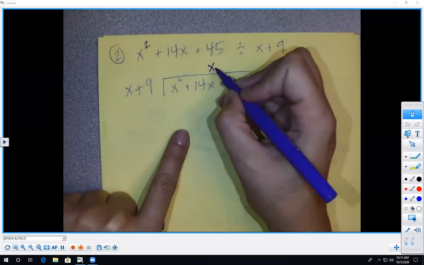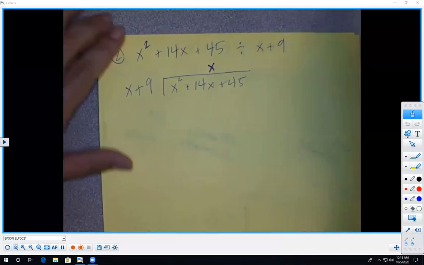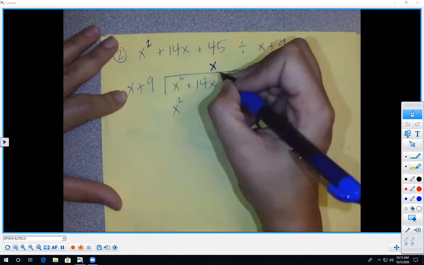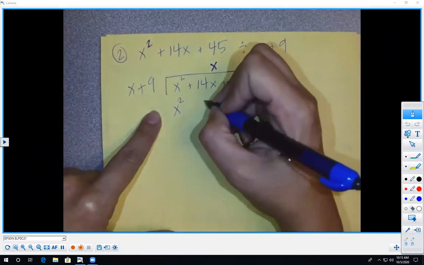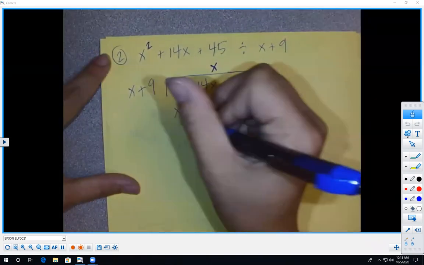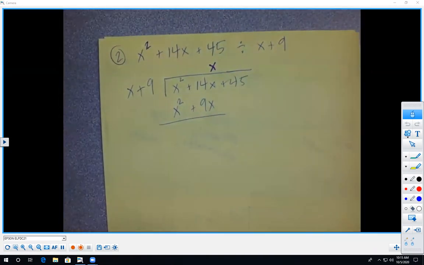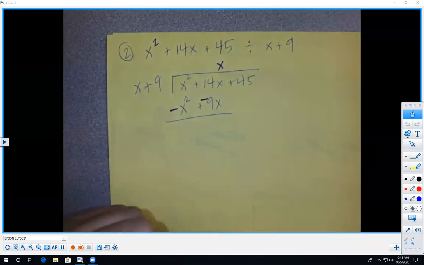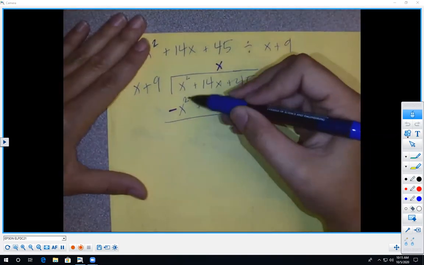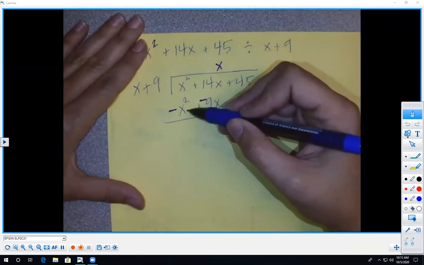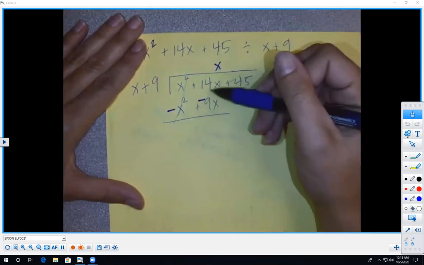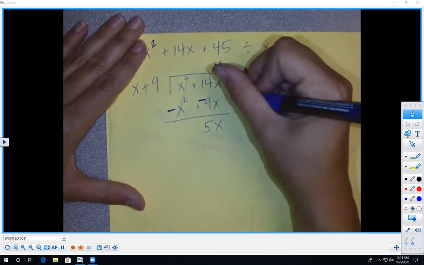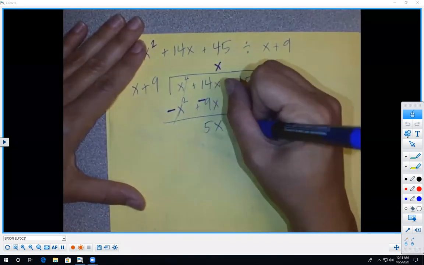So now I need to multiply x times x plus 9. X times x is x squared. X times 9 is 9x. We need to subtract it, so change all of your signs. So x squared minus x squared is 0. 14x minus 9x is 5x. Bring down your next term. So I'm going to bring down the plus 45.